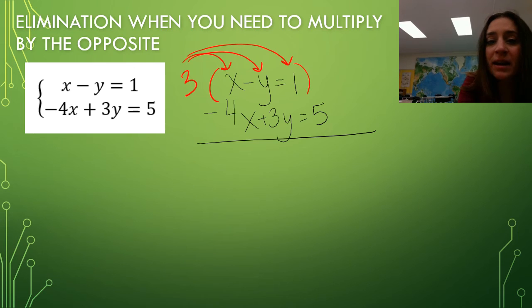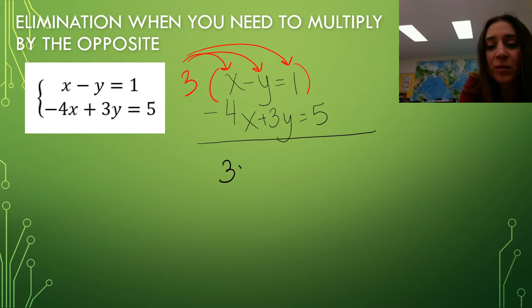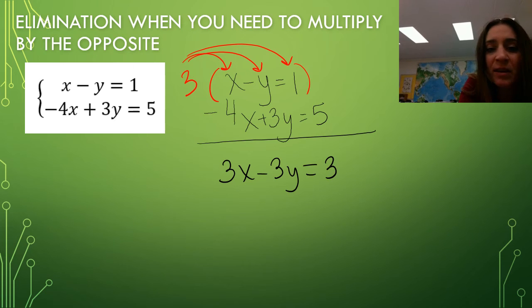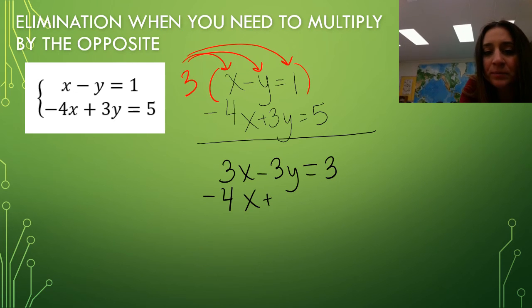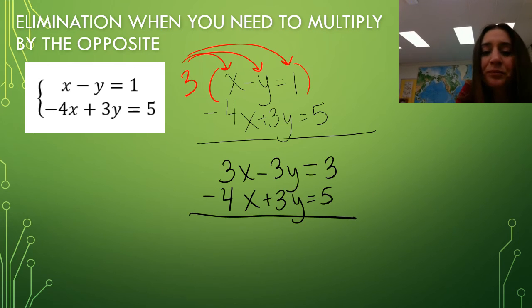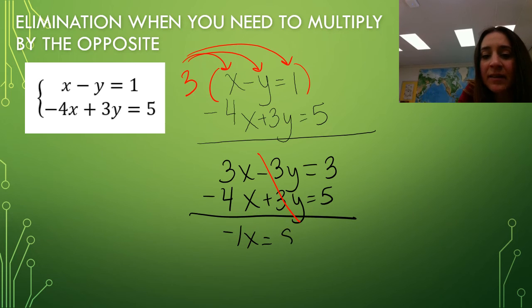When I do that, I'm going to have a new equation on the top, which is now going to be 3x, because 3 times x is 3x. 3 times negative y is negative 3y equals 3 times 1 is 3. Now I'm just going to rewrite the bottom equation. And check that out. Now my y's are set up for me to cancel out. I'm going to cancel those out because negative 3y plus y cancels out. Now, 3x minus 4x is negative 1x equals 8.